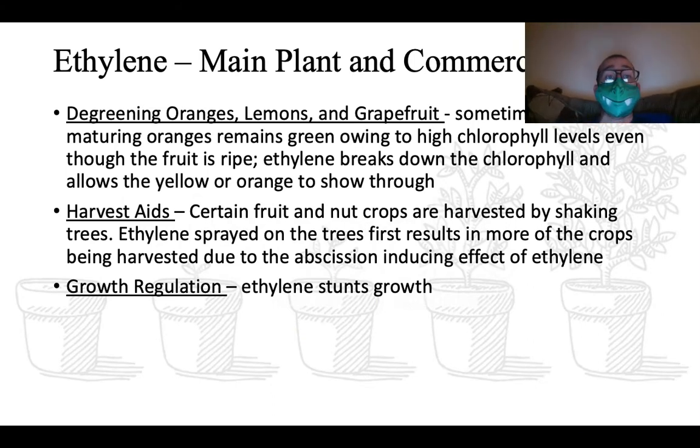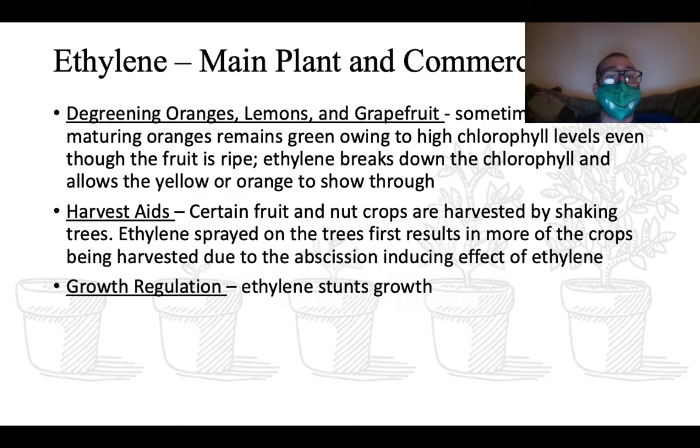Ethylene is also used to degreen oranges, lemons, and grapefruit. Sometimes you will have a mature orange that is still green, right? The fruit is ripe, it has the appropriate sugar content, but the rind is still green, due to just high chlorophyll levels. You can apply ethylene to those oranges and it will get rid of the green. Really, that's more for a marketing standpoint because people will see that and think it's not ripe. But by degreening them, it'll be more what people expect when they're going to go buy an orange.